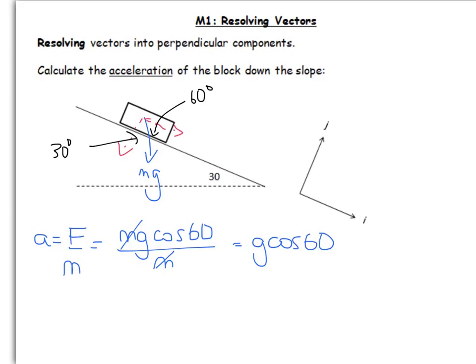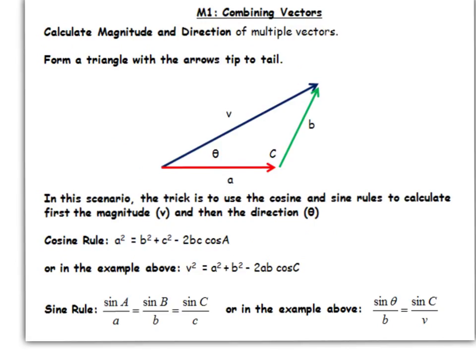Let's have a look at combining vectors together. If you have two vectors acting on an object, two velocities, two forces, whatever it is, and you want to find the resultant, you need to combine them. The way to do that is to arrange them tip to tail. So you can see here, once again, we've got them tip to tail. It's been acted on by A and then acted on by B, and that's going to give your overall resultant, which I've called V. What we want to know is the magnitude of V and the direction theta.